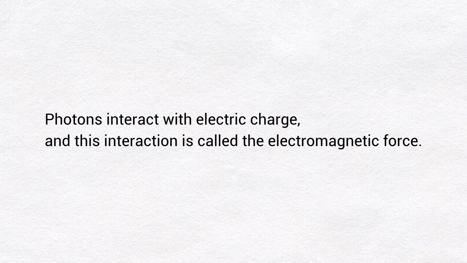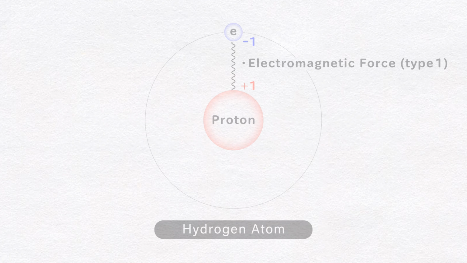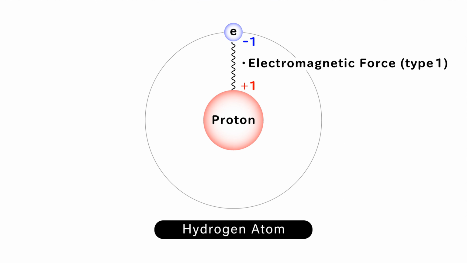Photons interact with electric charge, and this interaction is called the electromagnetic force. The electromagnetic force combines negatively charged particles and positively charged particles. For example, a proton has positive charge, and an electron has negative charge. These two particles are connected by the electromagnetic force to form a hydrogen atom, as illustrated.